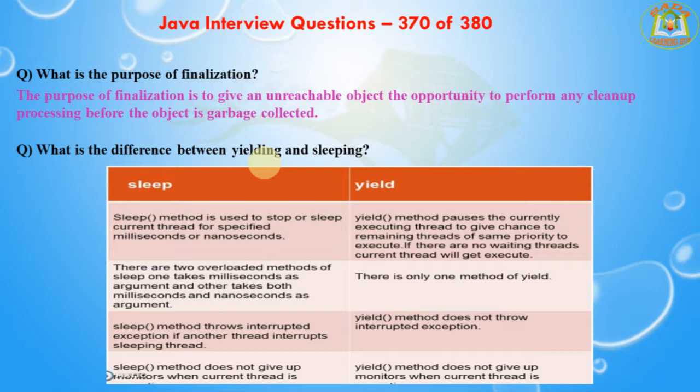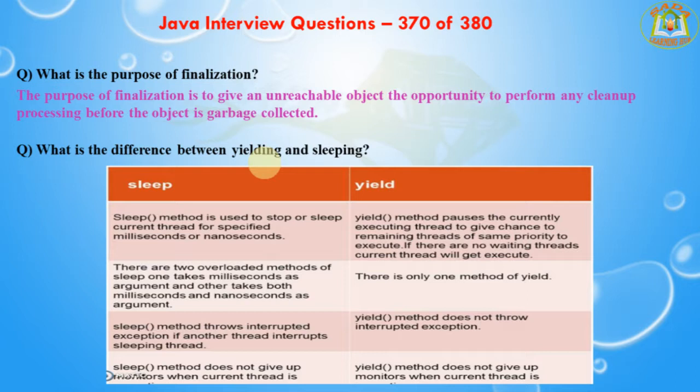The next question is, what is the difference between yielding and sleeping? When a task invokes its yield method, it returns to the ready state. When a task invokes its sleep method, it returns to the waiting state.